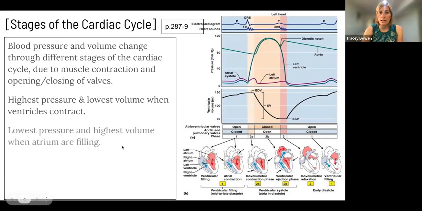And the lowest pressure and the highest volume is going to be when the atria are filling. So at this point here, the pressure is quite low and the volume is quite high.